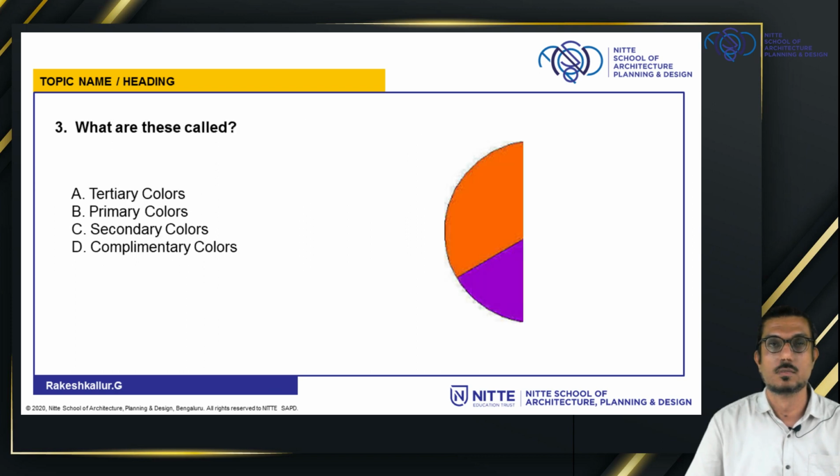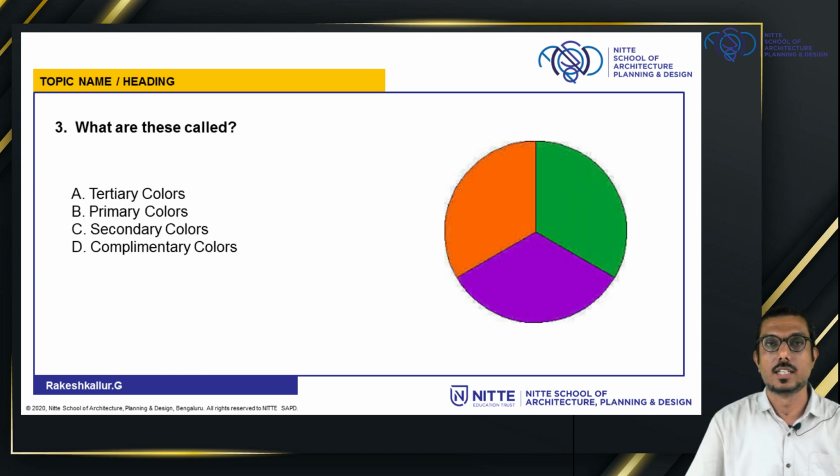Green and blue. What are these called? A. Tertiary colors. B. Primary colors. C. Secondary colors. D. Complementary colors. The answer is C. Secondary colors.